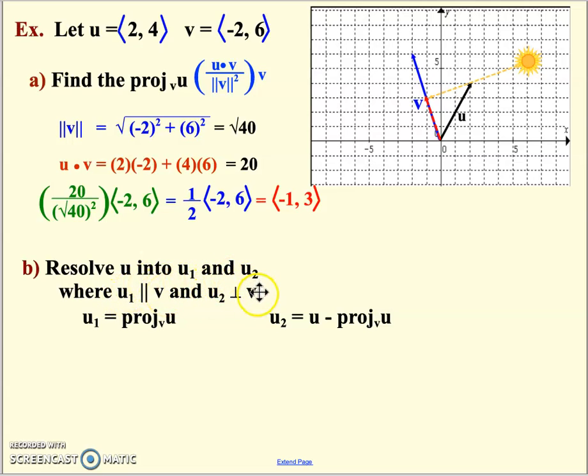And u2 perpendicular to v, what is that as a vector? Well, we already have this one. Projection vector is the parallel vector. Okay, it would always go in the same direction. So we've already got that. You'll see what I mean by that in a second.